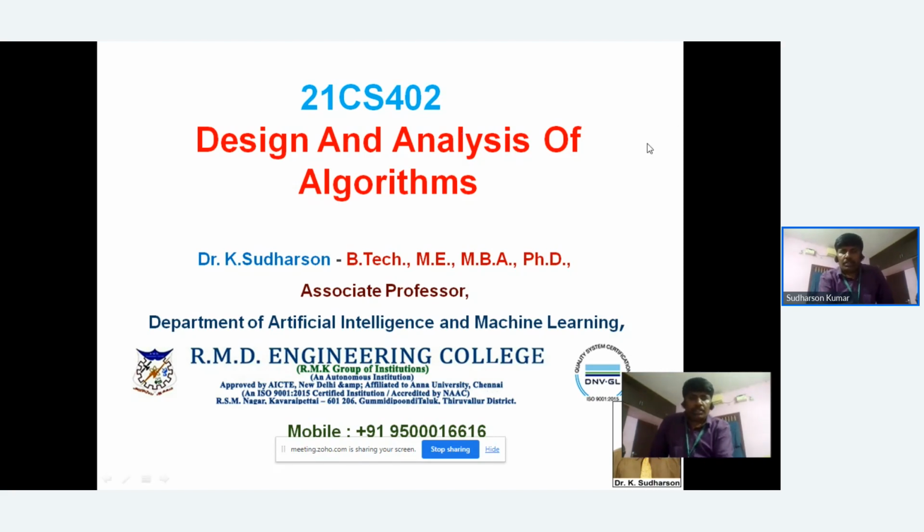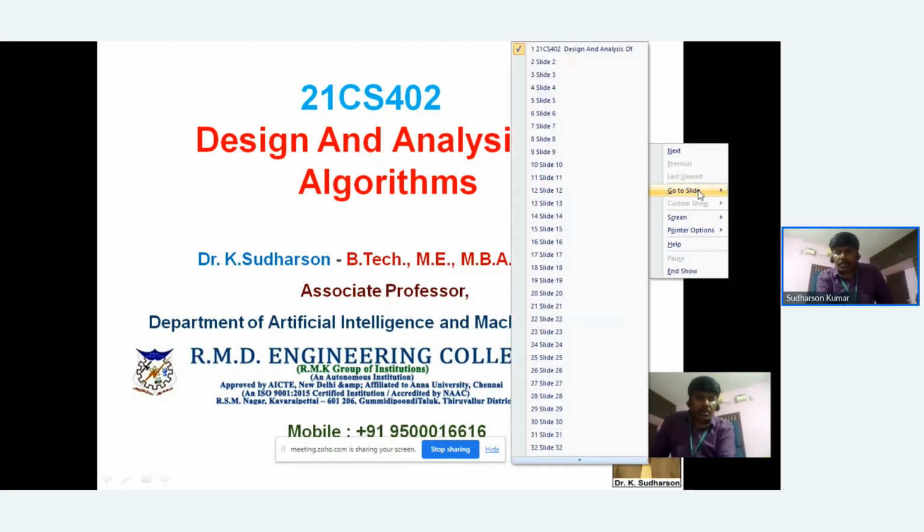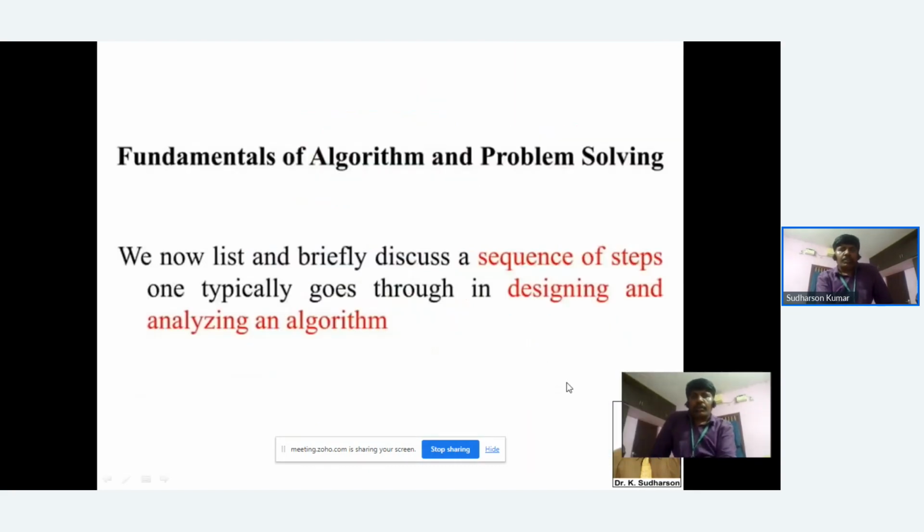In today's session, we will see the fundamentals of algorithm and problem solving. Before designing an algorithm, what is the sequence of steps we have to follow? That we should discuss today.